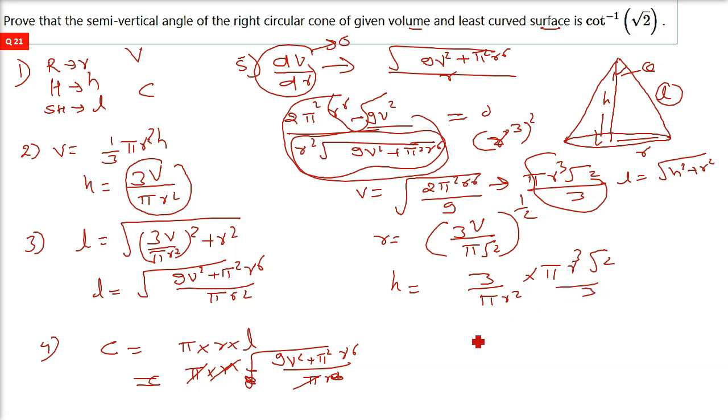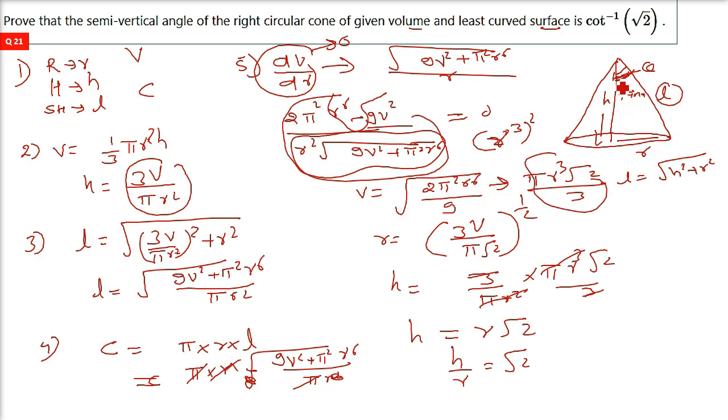Pi r cube under root 2 by 3. Pi r square was already there in the denominator. So there will be certain calculation and computation, and this will give you r root 2. So the h and r are related by root 2. Now what is h by r? H by r is equal to root 2.